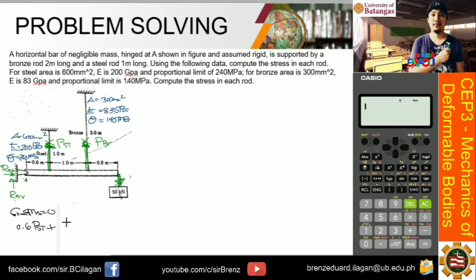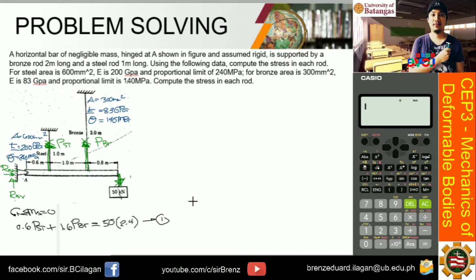plus, so 1 plus 0.6, so we have 1.6, multiplied by the force P bronze, and then minus 50 kasi clockwise siya, so i-transpose ko sa kabila to make it positive, so equals to 50 multiplied by the distance of 0.6 plus 0.8, 1.4 plus 1, so 2.4. Okay, so this will be our equation number 1.